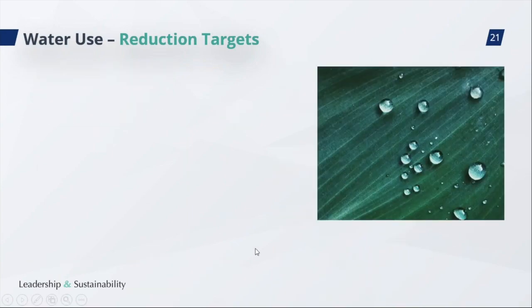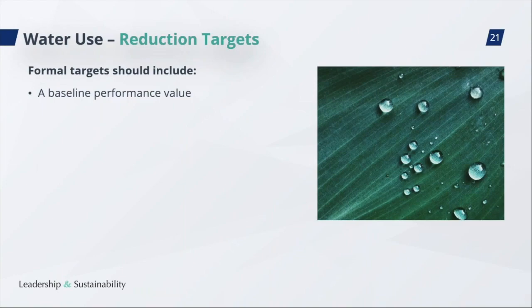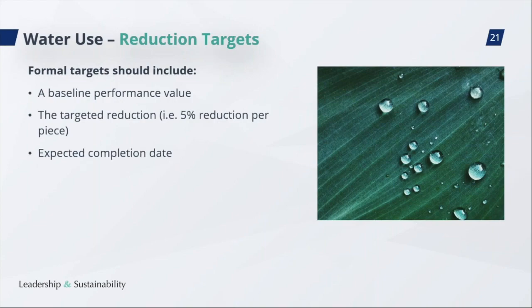And then when it comes to setting the formal targets, the formal target should include a baseline performance value, the targeted reduction, for example, 5% reduction per piece, and an expected completion date. And it should also be relevant to the site's most significant sources of water use.